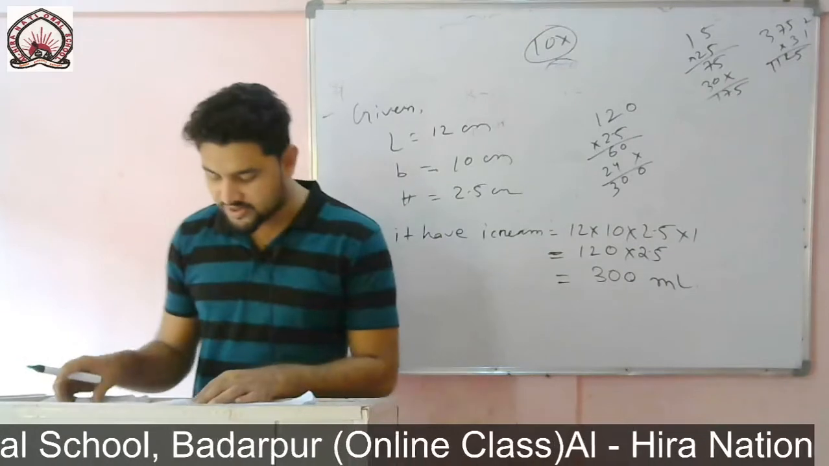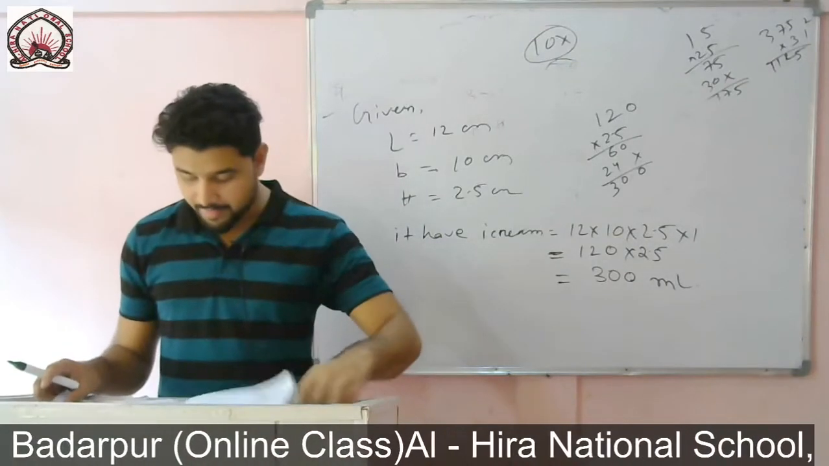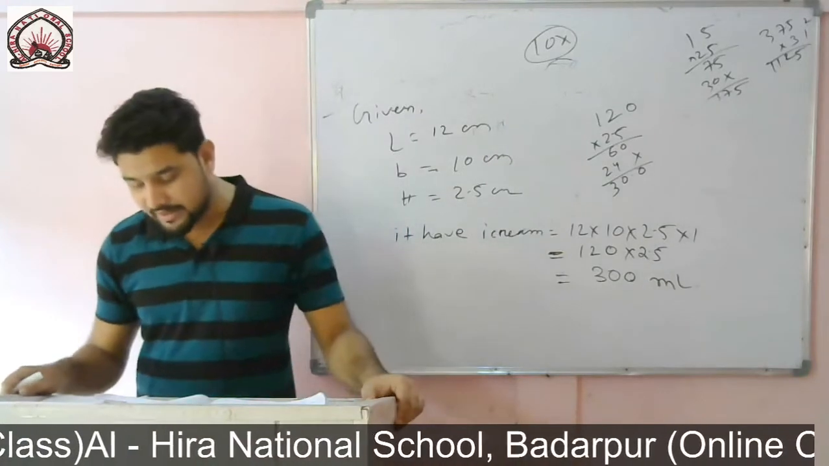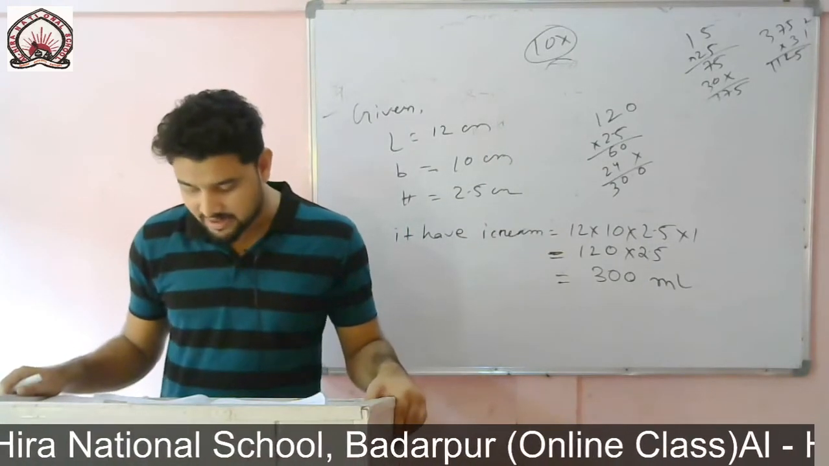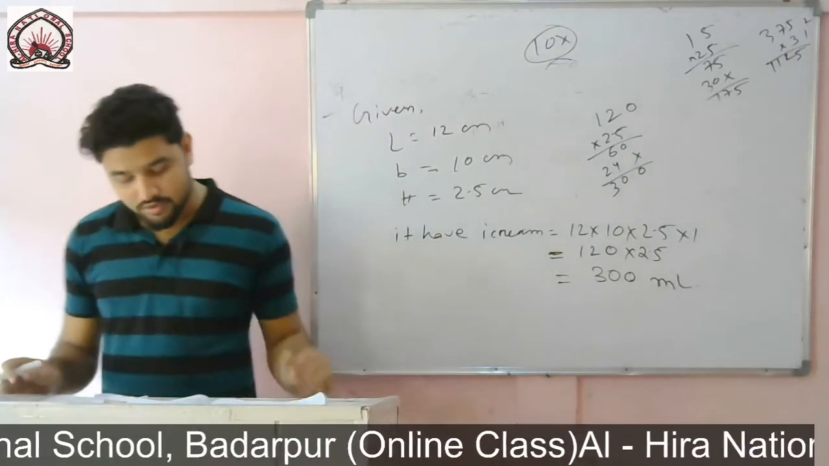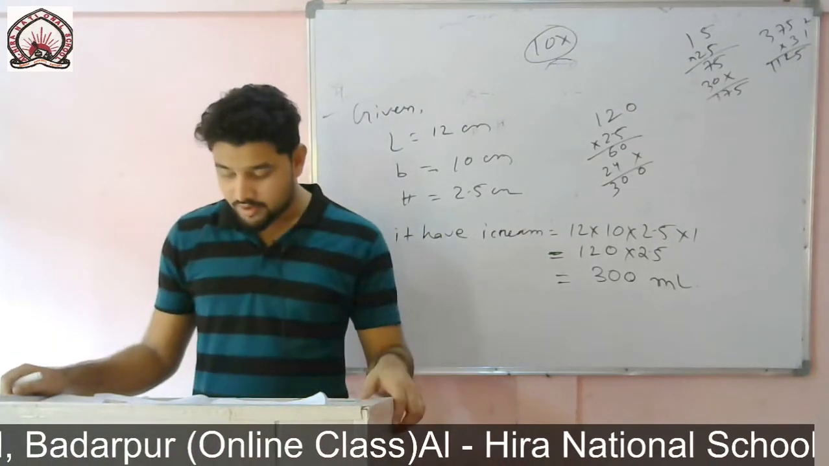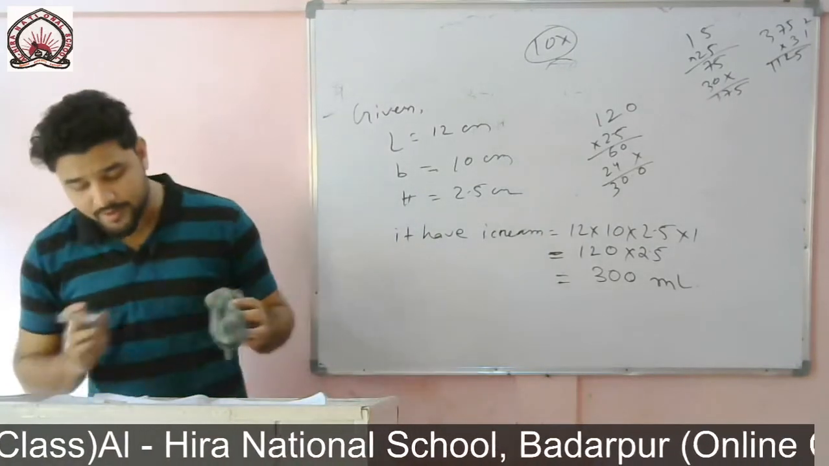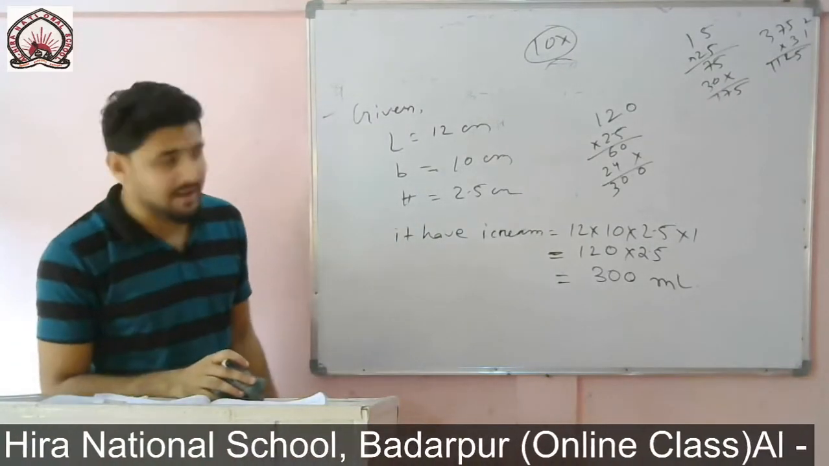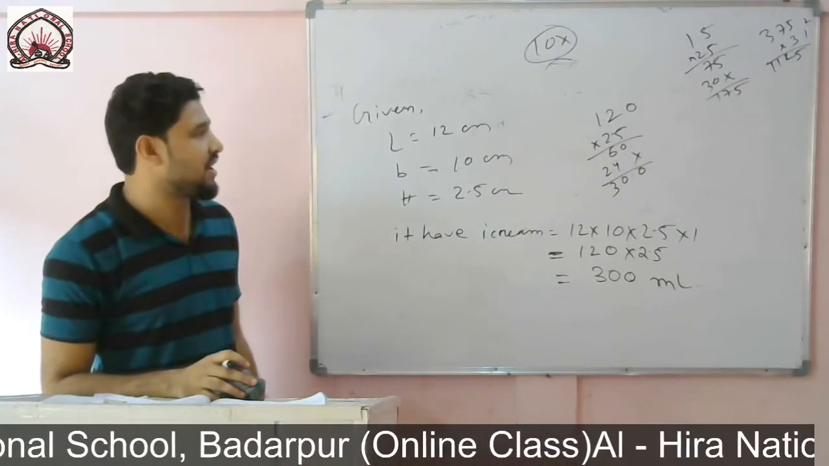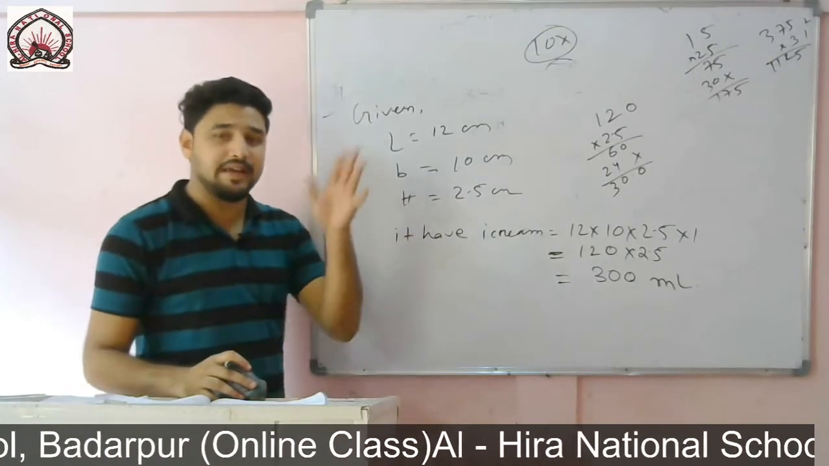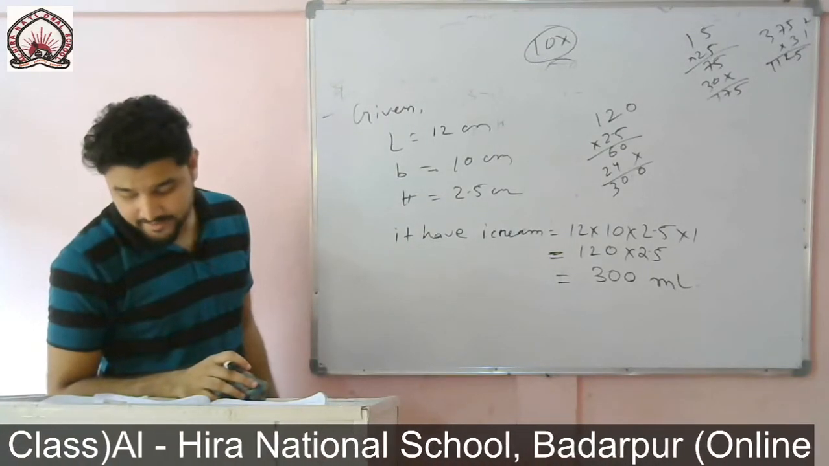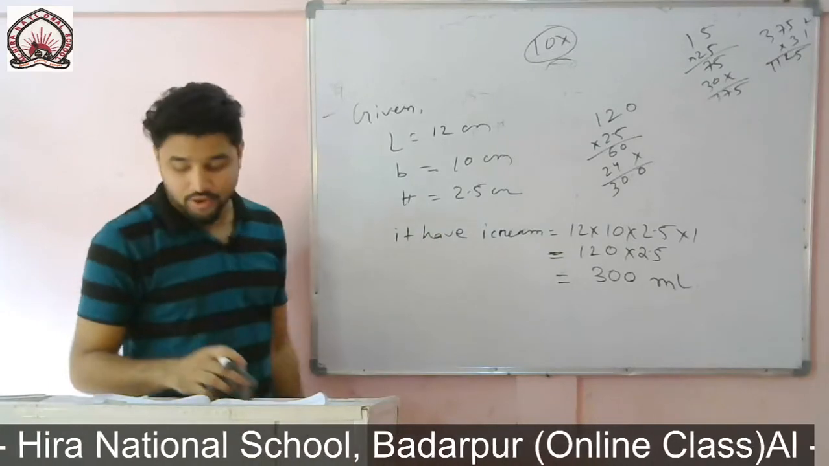Okay, now come to question number 11. The area of a rectangular stage is 750 square meter. If its height is 15 meter, find its volume. The area of the rectangular stage is given, so we have to multiply only the height. Area is given, that means length and breadth are given. Now we have to multiply its height to get the volume.